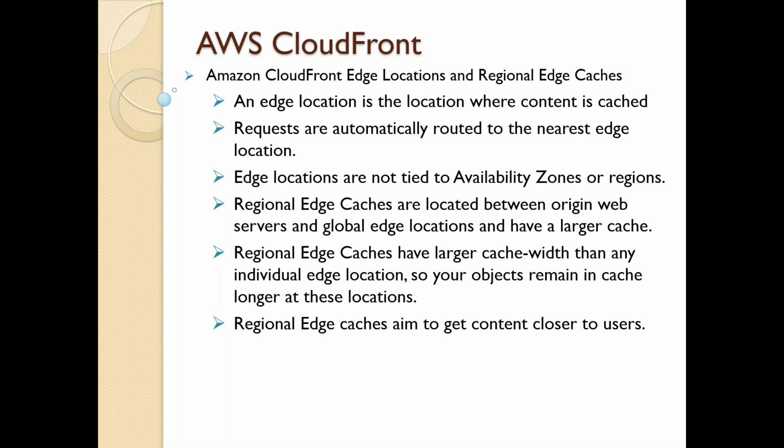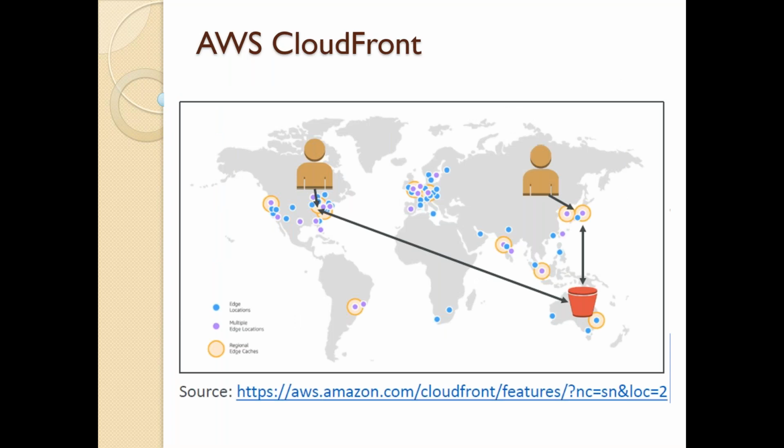Regional edge caches have a larger cache width than any individual edge location, so your objects remain in cache there for a longer period of time. Regional edge caches aim to get closer to the user. So your letter comes to your headquarters and stays there for a long time, even though it is not delivered. If the local post offices have more work, they can release it tomorrow also. So it will be in the regional edge cache for a longer time. So this is how it works.